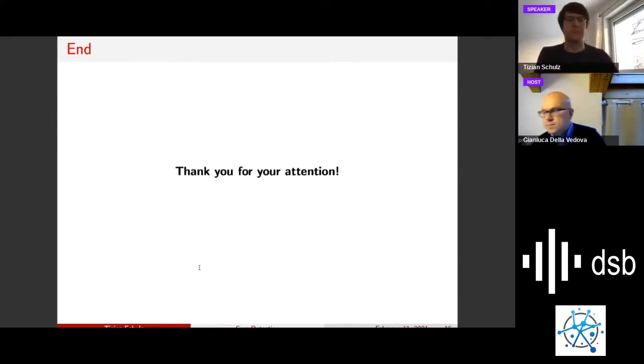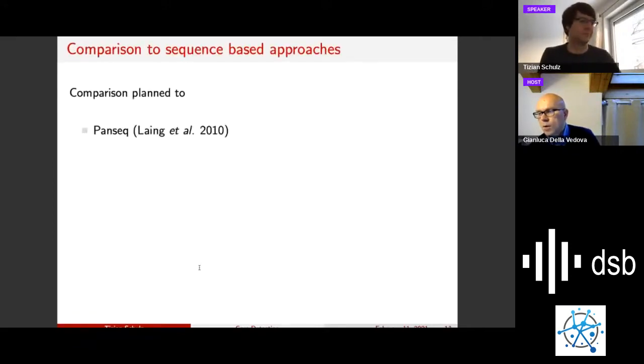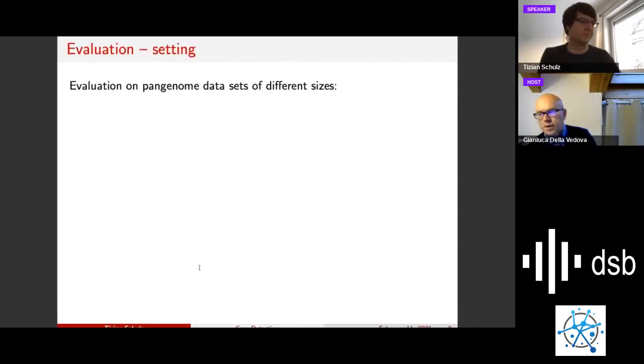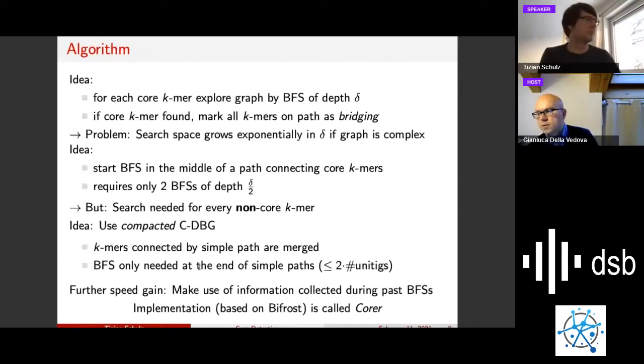Thank you very much. There are already two questions. Slide number 8: why two breadth-first searches from the middle of the path? Could you not perform a BFS of size delta over 2 from the core k-mers and mark all the k-mers reached? The second time you reach a marked k-mer, it should be one of interest.